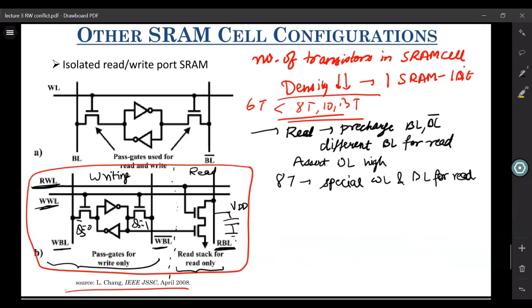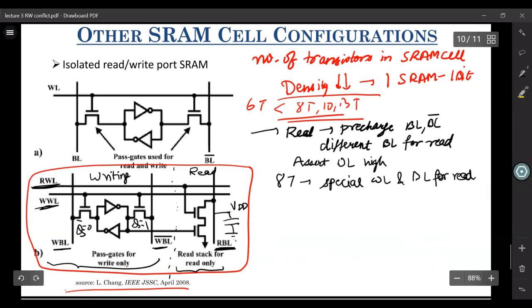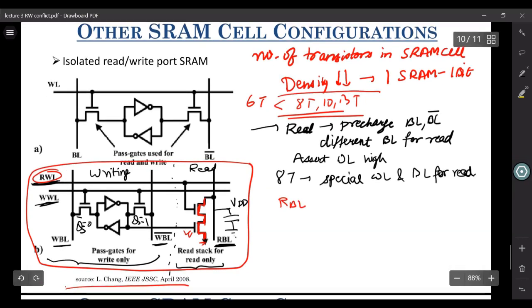Now what happens if the cell is containing 1? It will turn on this transistor, right? So this transistor over here is on. Now once you assert your word line high, this transistor also gets on. So what it does is it discharges the potential at RBL to ground. So the voltage at this RBL reduces the moment you apply this RWL and you read the cell.